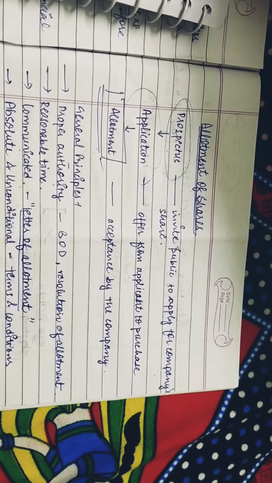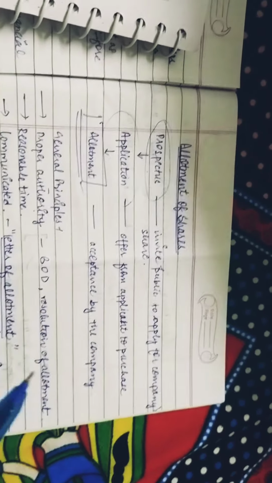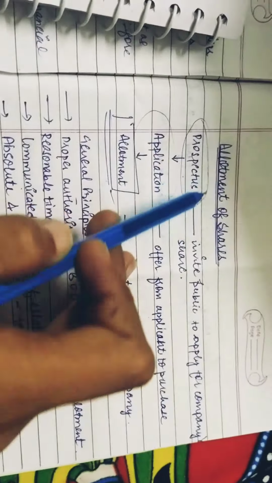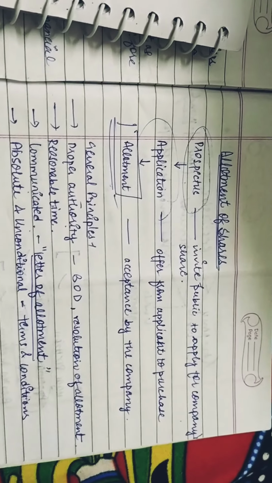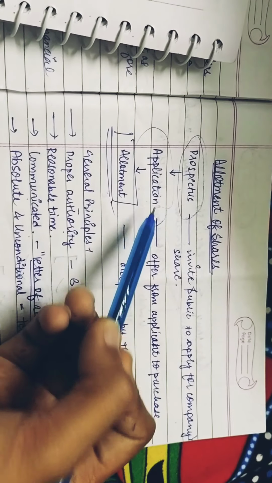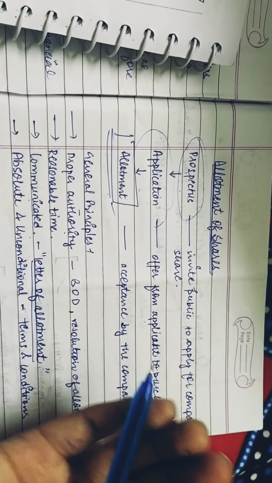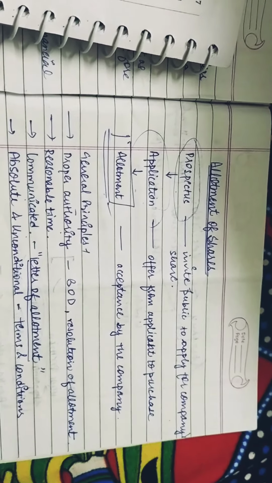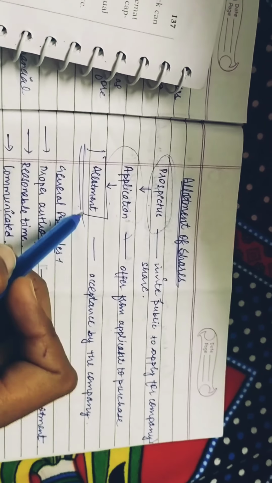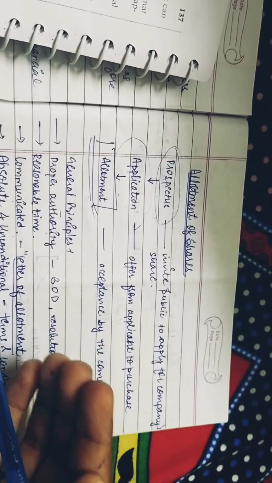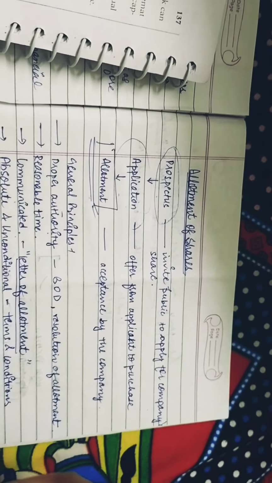Our topic is allotment of shares. Now let's talk about first prospectus. Prospectus means inviting the public to apply for company's shares. Next is application. Application means the offer from the applicant to purchase the shares, when the public asks for the shares of the company. And allotment is when the company allots the shares. They may refuse to give, they may allot.